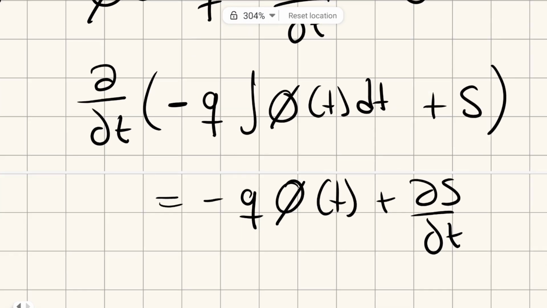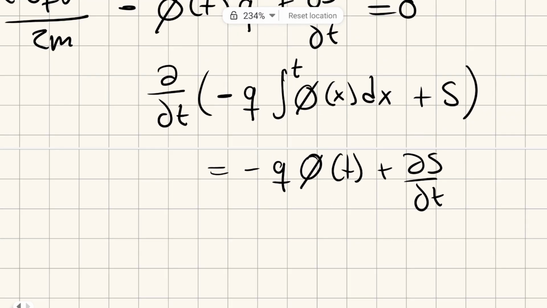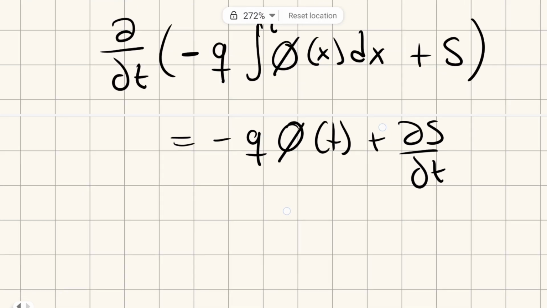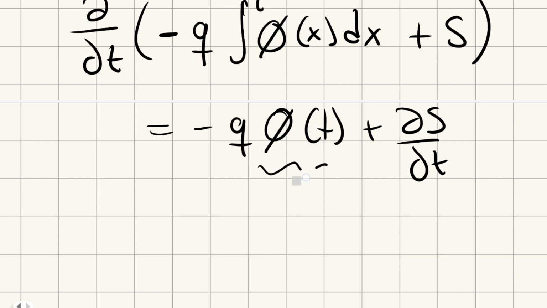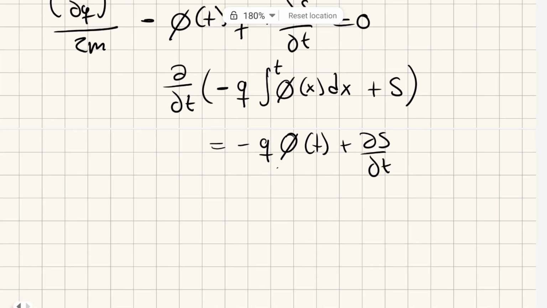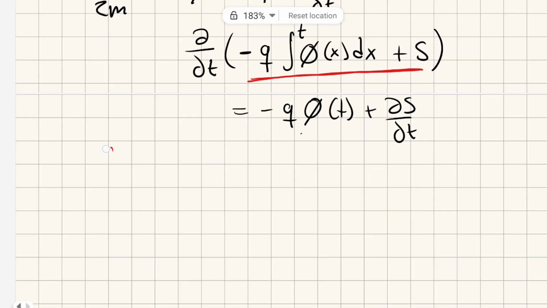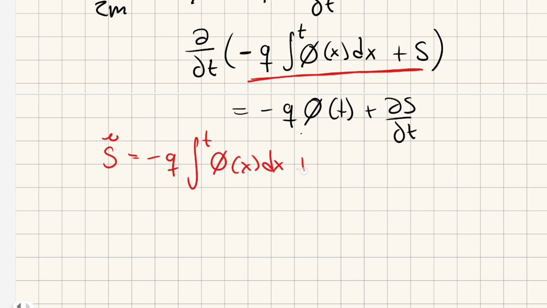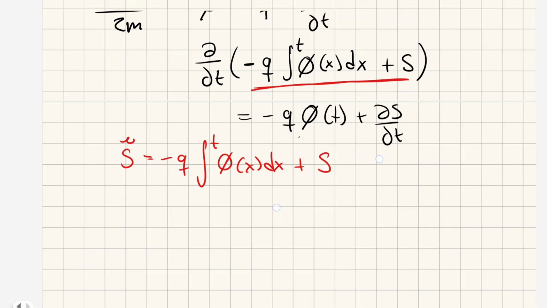Another way we can see it is that we can take this t out, we can put maybe an x here, an x here, and then we evaluate the integral at t, right? Because when we take the derivative of the integral, we will only get the function that is inside. So the thing here is that we can make the change of variable s tilde equals to this thing that I have here. We define s tilde as minus q times the integral of phi of x dx, and then plus the function s.